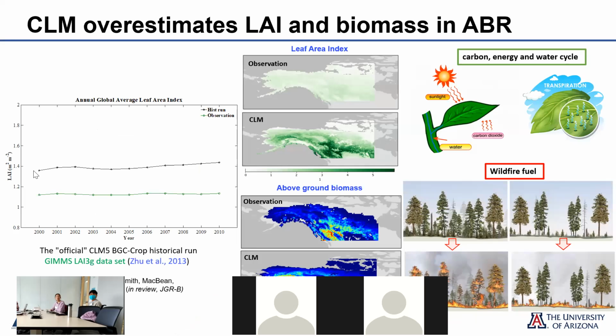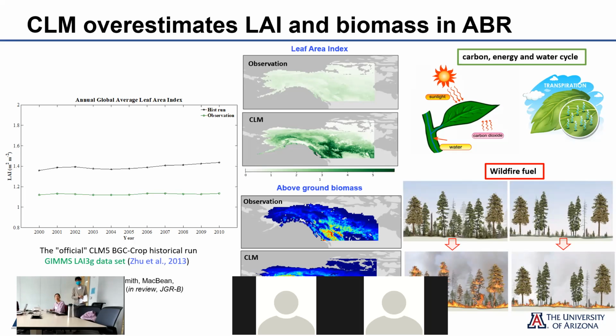On this slide, the left figure shows a time series of the leaf area index at a global scale. The black line is from the default CLM BGC run, and the green line is observation, which is the GIMMS LAI 3G data set. It's clear that CLM overestimates the leaf area index at a global scale. Also, we found in the Arctic and Polar region, compared to the observation, CLM overestimates both the leaf area index and above ground biomass. We know these two variables are very important in carbon dynamics.